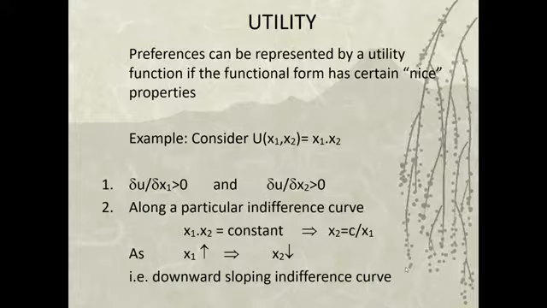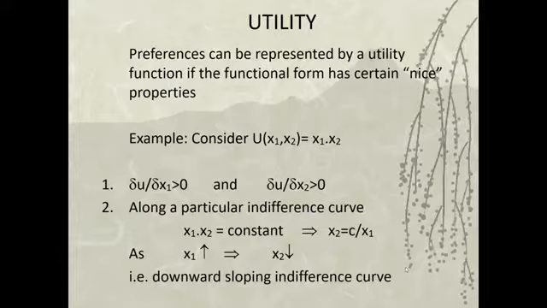Now, along a particular indifference curve, the constant comes up: x1 times x2 is equal to a constant. Then it implies that x2 is equal to c by x1. So if you want to increase x1, then you have to reduce x2 in that context.